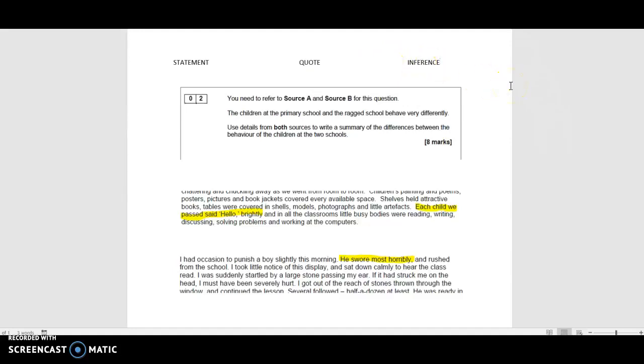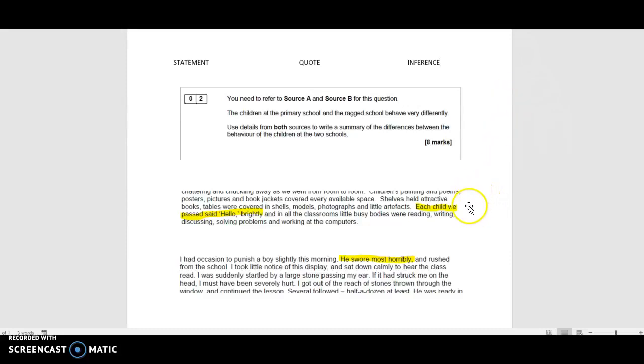And you need at least two differences. Two differences is absolutely fine. Okay, that's the minimum you need. If you can find more, that's great. But it is only an 8-mark question. You don't want to spend too long on this. So two differences, two short paragraphs would be great.